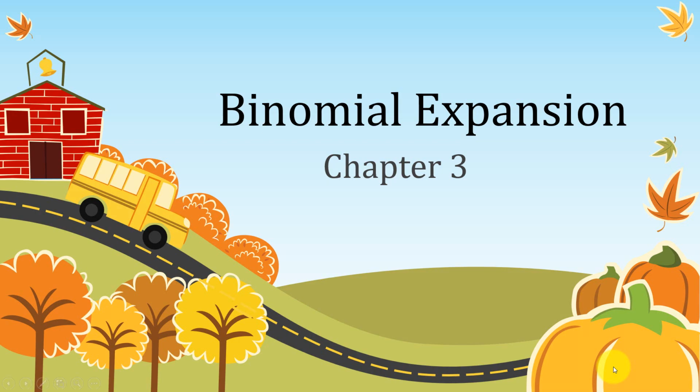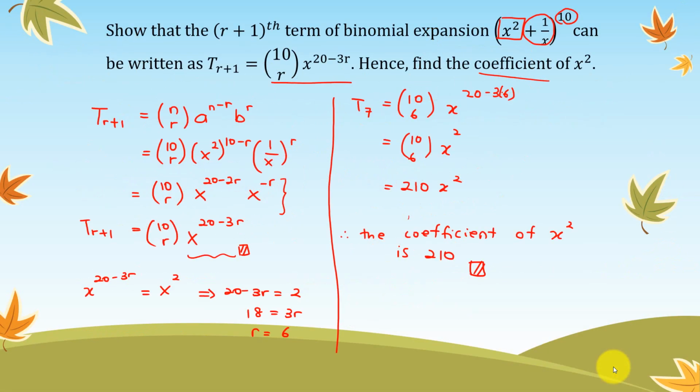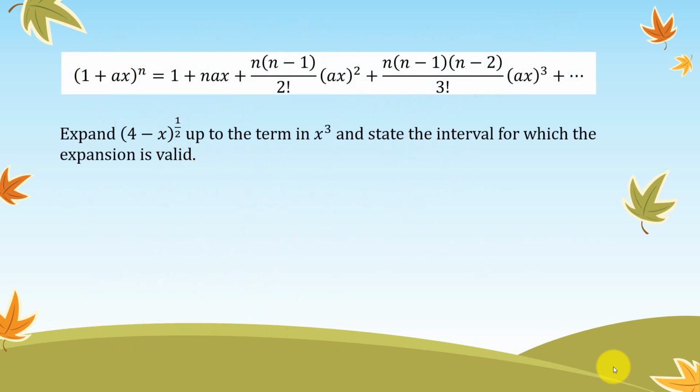Okay, so let's go to the last example for binomial expansion. So now we have to expand (4 minus x) to the power of half up to the term in x cubed and state the interval for which the expansion is valid. Okay, so copy down the question. We have (4 minus x) to the power of half.